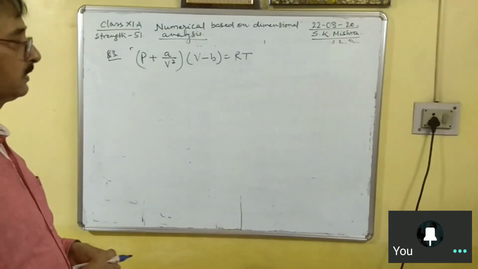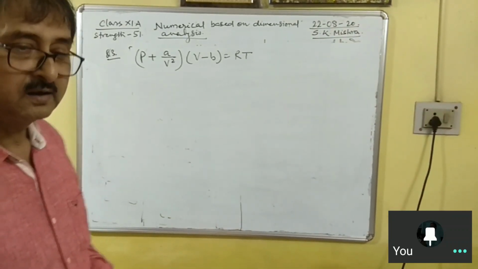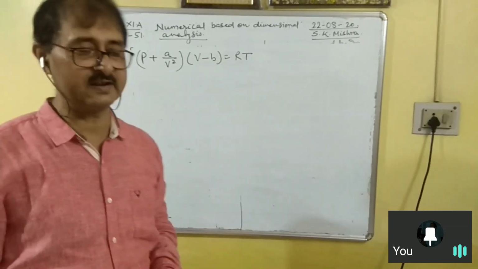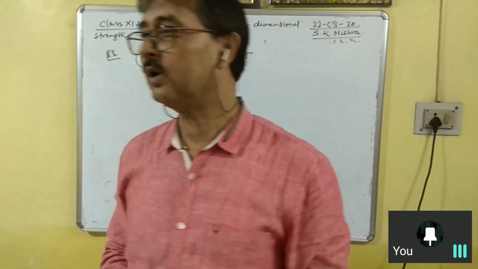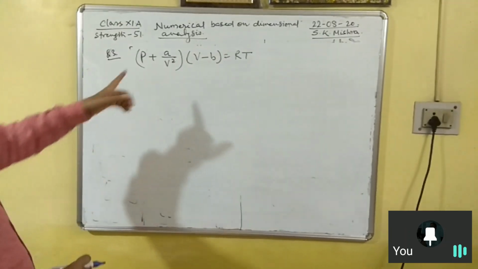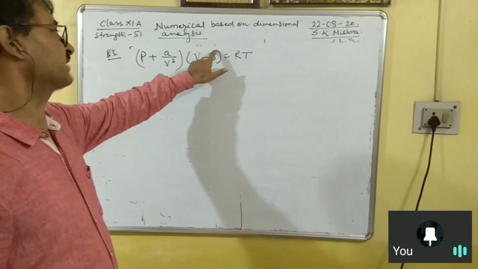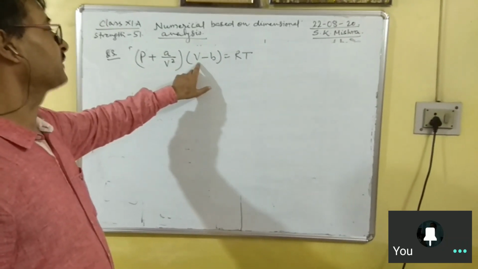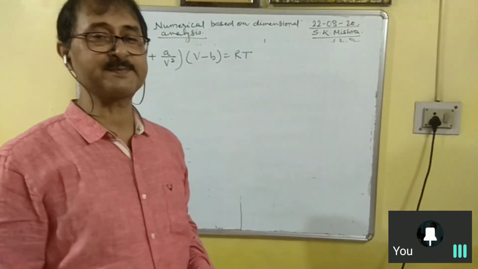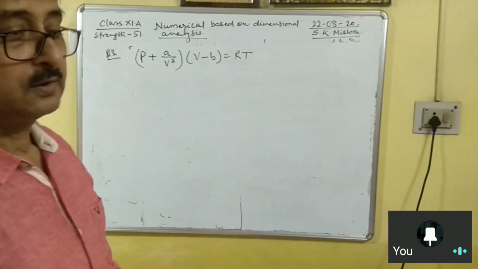If it is n moles, then nRT. So n is the number of moles. This is P plus A by V square. This P stands for pressure. A and B are constants. V for volume, R universal gas constant, and T the temperature expressed in absolute scale. Symbols are well known to you.